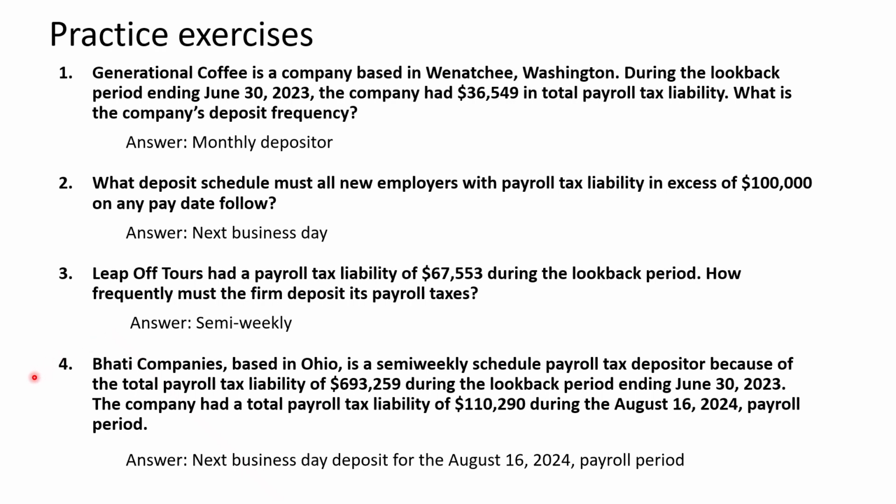Number 4, Bati Companies based in Ohio is a semi-weekly scheduled payroll tax depositor because of the total payroll tax liability of $693,259 during the look-back period ending June 30th, 2023. The company had a total payroll tax liability of $110,290 during the August 16th, 2024 payroll period. In this case, the deposit is required on the next business day for the August 16th, 2024 payroll period.